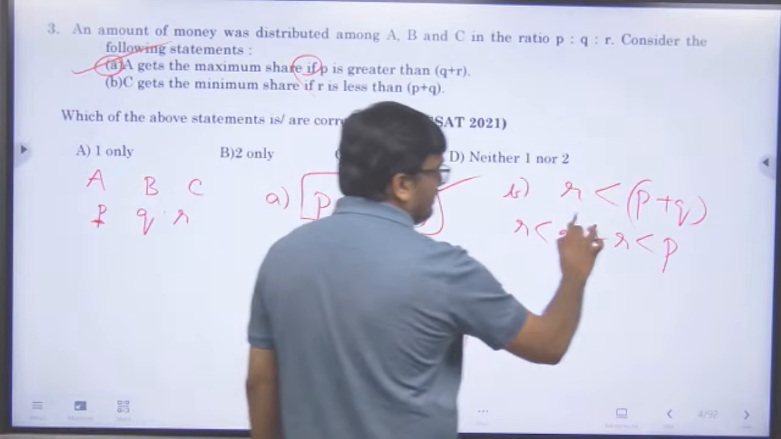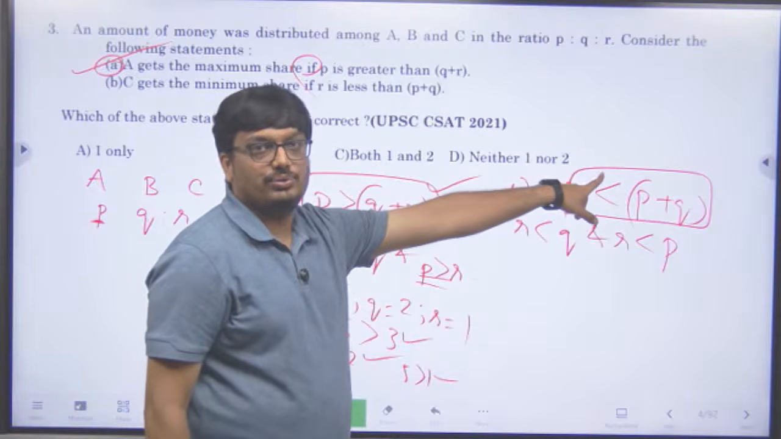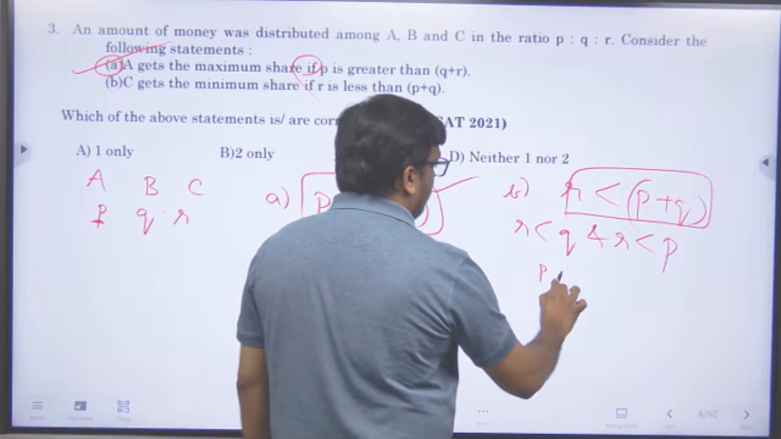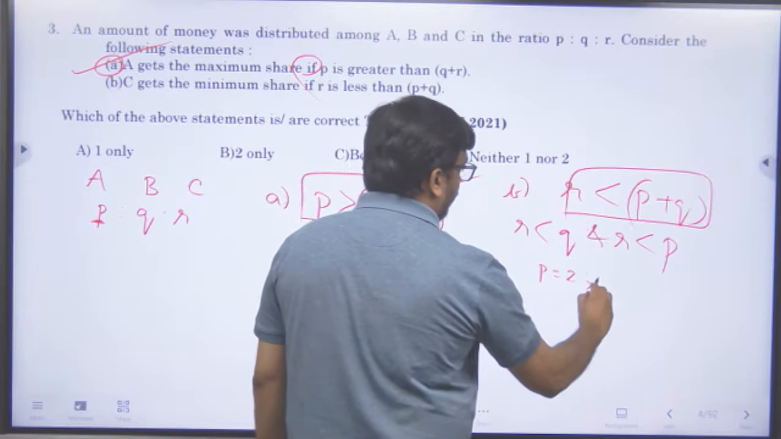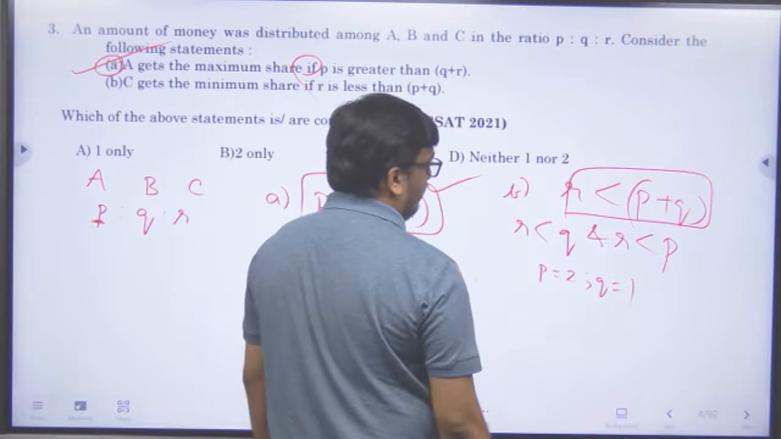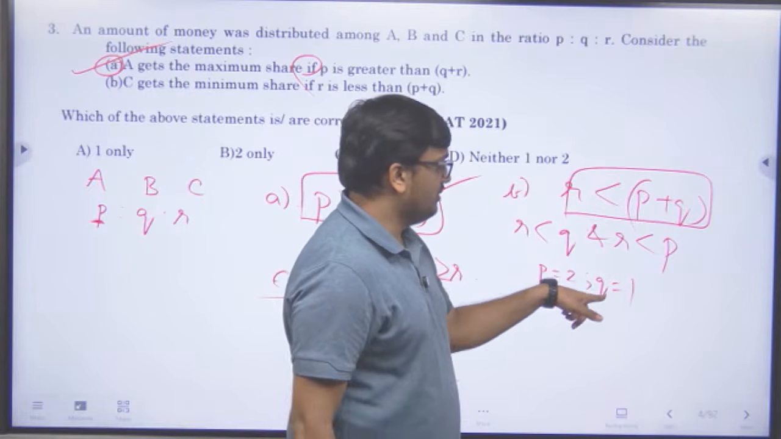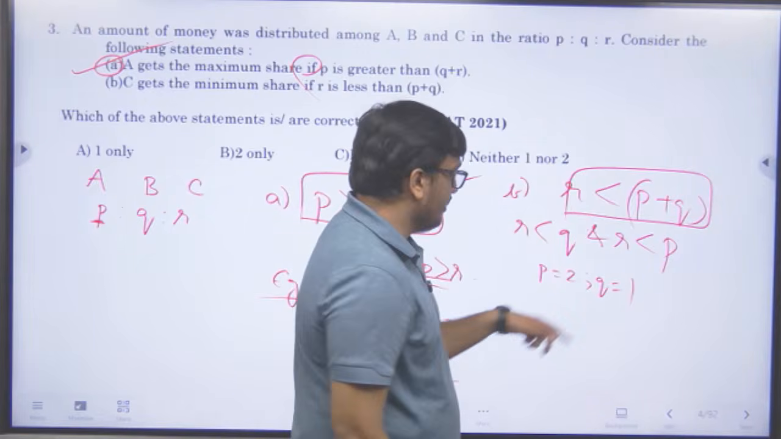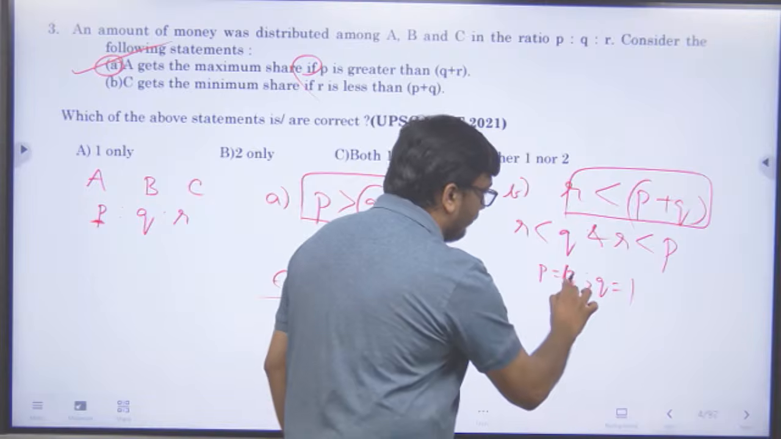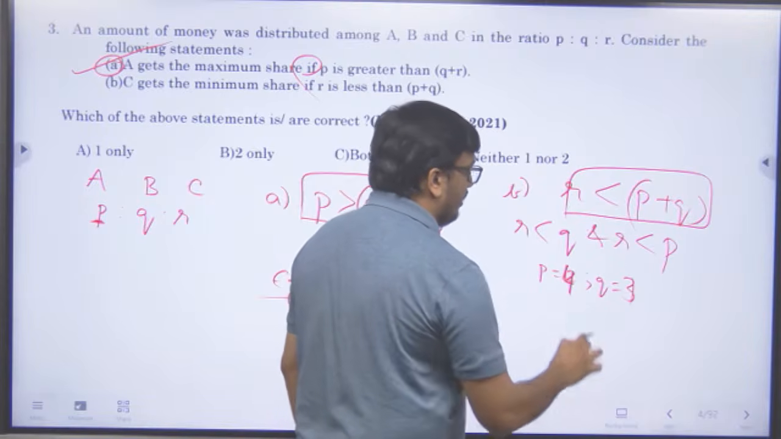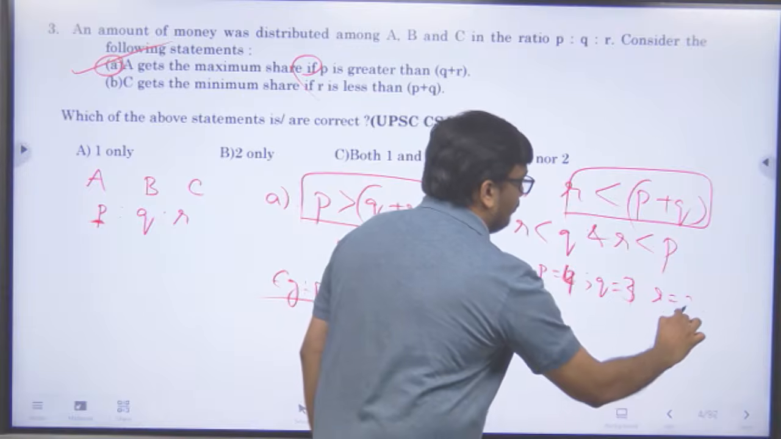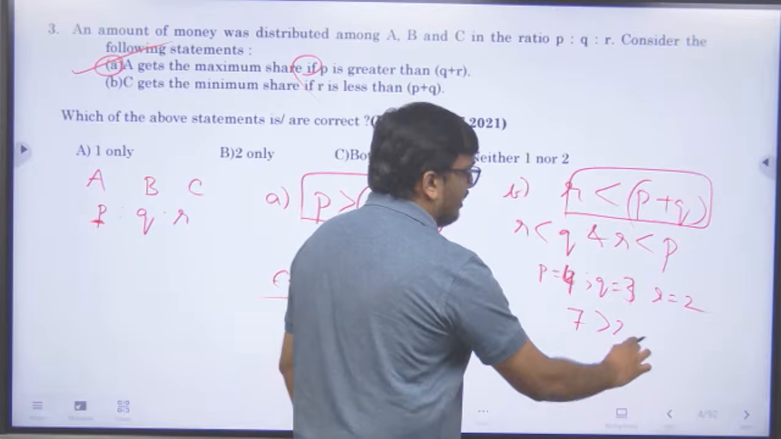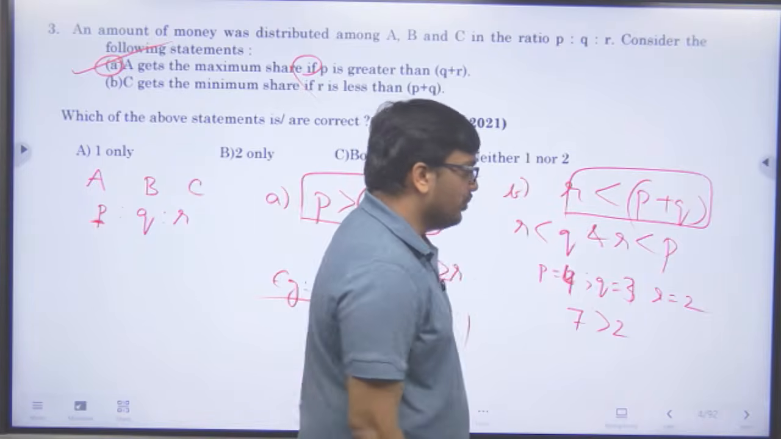By seeing this, you should take value. R is less than P plus Q. Okay. I will take P value as 2, Q value as 1. If I take P as 2, Q as 1, that is P plus Q is 3. I can't take R as 3. So take P as 4, Q as 3, and then R as 2. P plus Q, that is 4 plus 3, 7, greater than R, yes, holds good.